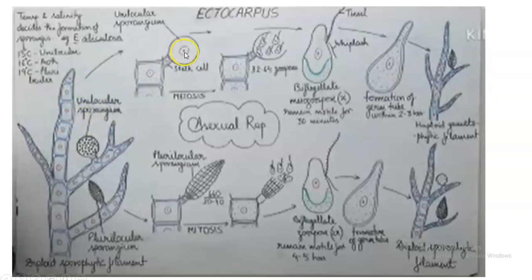So this particular nucleus will undergo meiotic division and will form 4 haploid nuclei initially. These 4 haploid nuclei will undergo multiple rounds of mitotic division, forming around 32 to 64 nuclei. Around each of these nuclei, a small protoplasm will arise, and they will be converted to 32 to 64 zoospores.